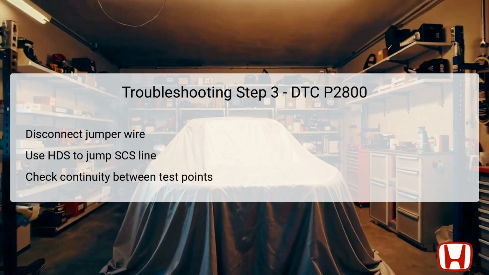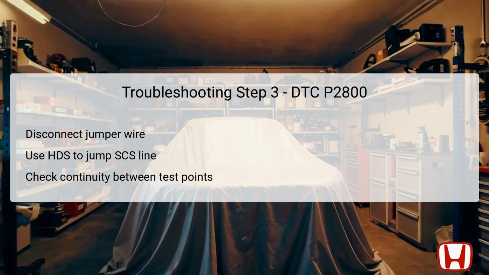The final step in your troubleshooting protocol for DTC P2800 involves conducting an open wire check on the ATP RVS line. Start by turning the vehicle off and removing the previously connected jumper wire. Then, utilize the HDS to jump the SCS line. It is important to wait for more than 1 minute after this action to allow the system to reset.